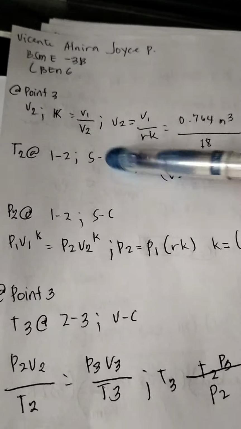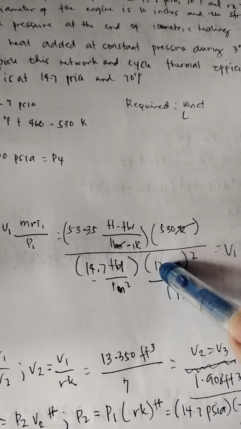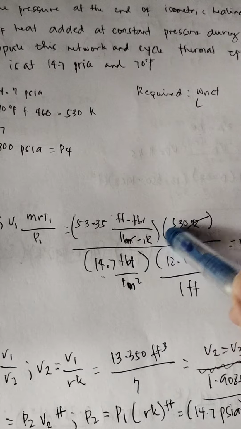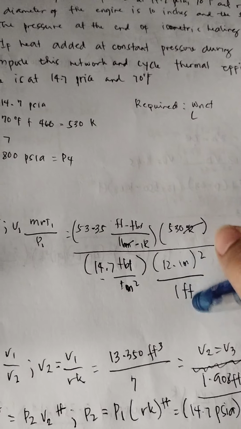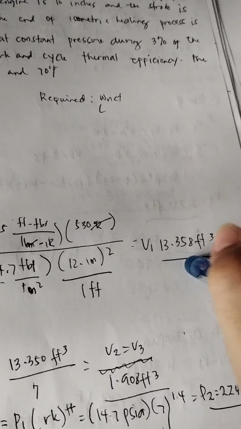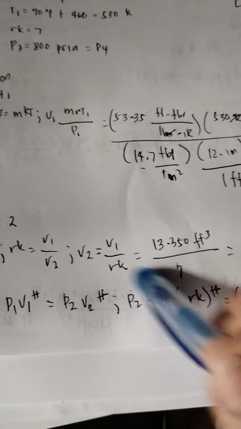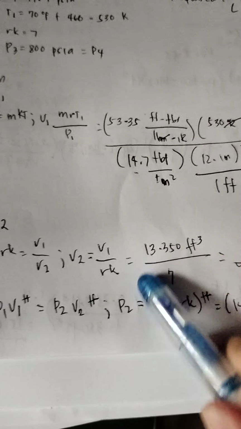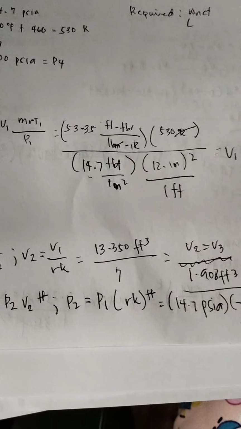So, at point 1, our formula is V1 equals mRT1 over P1, 53.35 times 530 over 14.7 times 12 inches over 1 foot squared. V1 is equal to 13.358 feet cubed. At point 2, V2 is equal to V1 over rk, equals 13.350 feet cubed over 7.